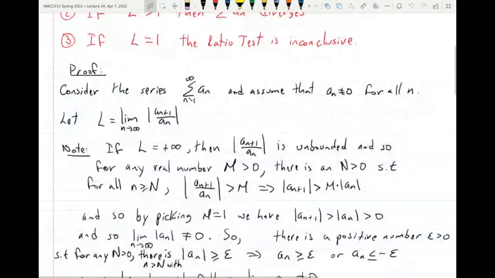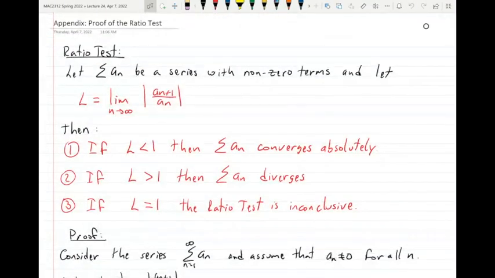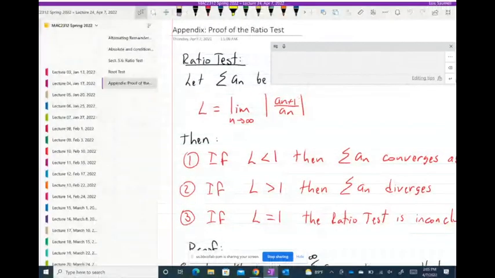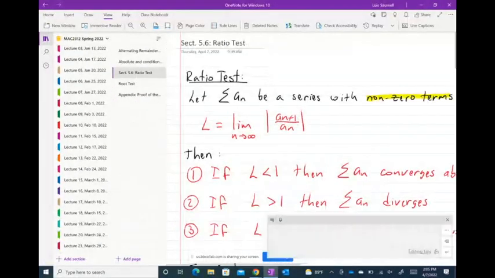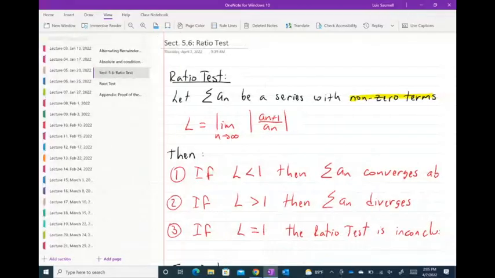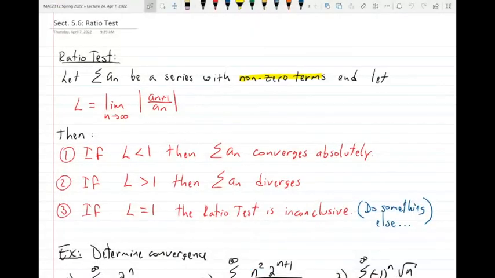But anyways, this is just for your general knowledge in case you are interested. You just need to be able to use it, and it will be very important for us. We're going to use it next chapter. Almost every lecture that we do starting next week is going to point to the ratio test. So it's very important.